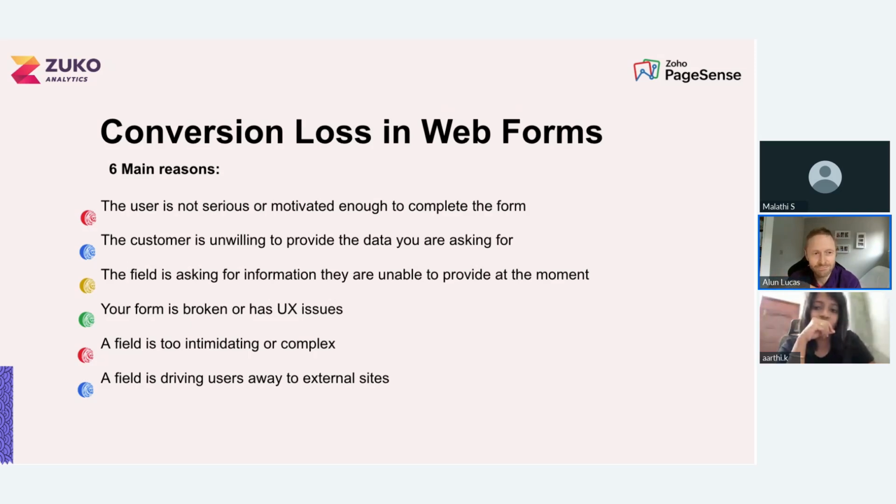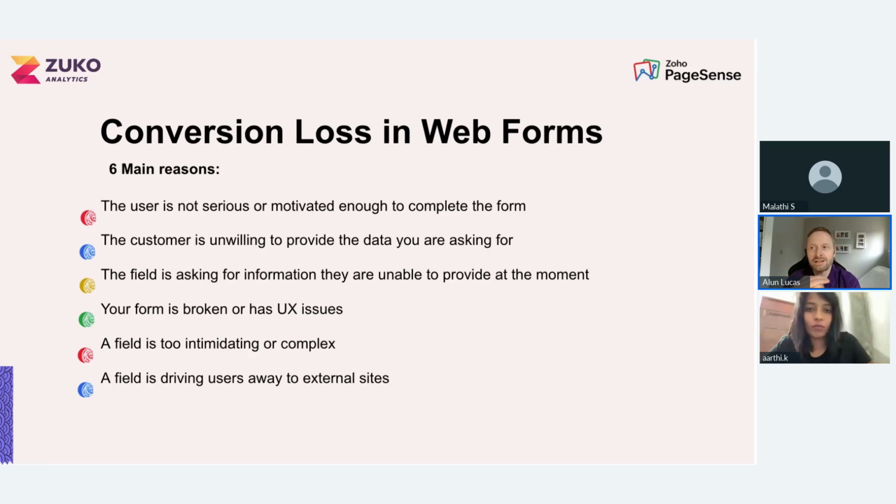The second main reason people don't convert and complete the form is they're unwilling to give you the data you are asking for. So this could be because you're asking for data that is personal. And if you're asking for financial information, they may not want to give it to you, and that's the reason for them saying, no, I'm not giving you this information, I'm leaving the form. And so a very big reason is the questions you're asking them.